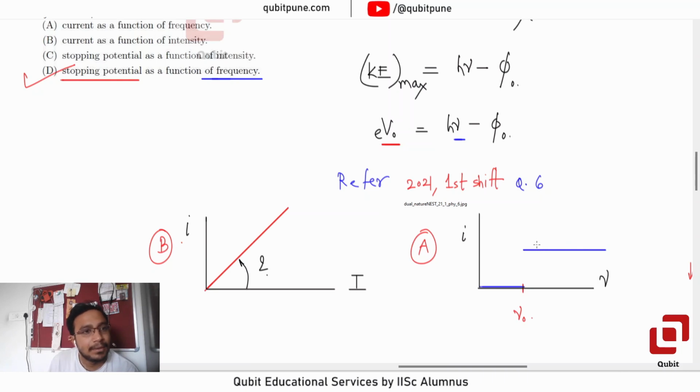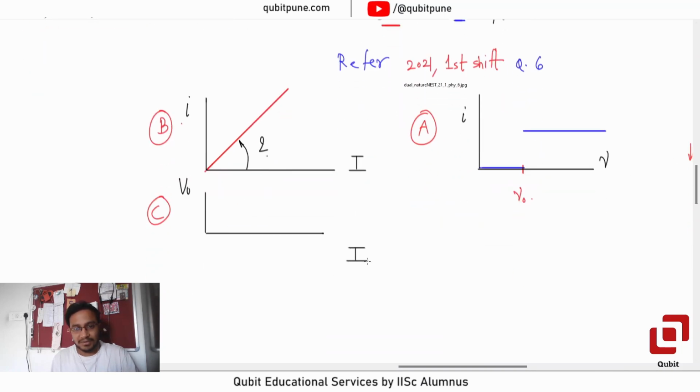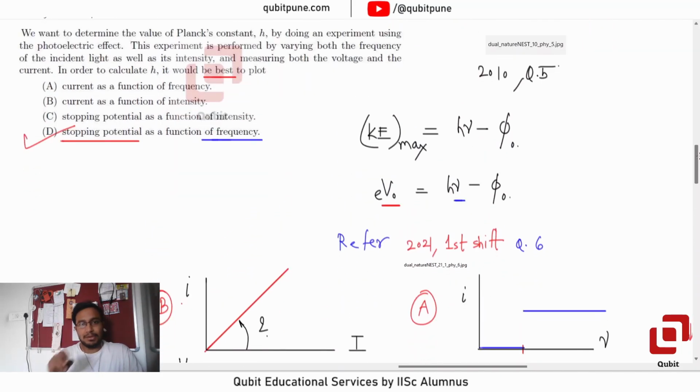C, stopping potential as a function of intensity. No, stopping potential remains constant with intensity, provided nu is greater than nu naught. Got it? So we discussed all possibilities now.